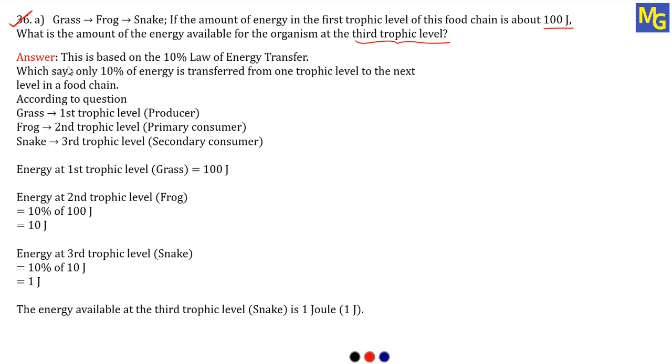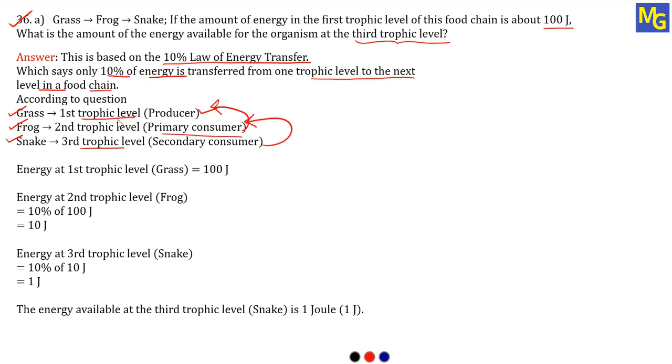So here in the answer, this is based on the 10% law of energy transfer. What does the law say? It says only 10% of energy is transferred from one trophic level to the next trophic level in a food chain. So according to the question, here we have grass. Grass comes under the first trophic level, that is the producer, which is going to produce the food. Frog is the second trophic level, called the primary consumer, meaning it is going to feed on this producer. Snake is the third trophic level, the secondary consumer, it is going to feed on the primary consumer.